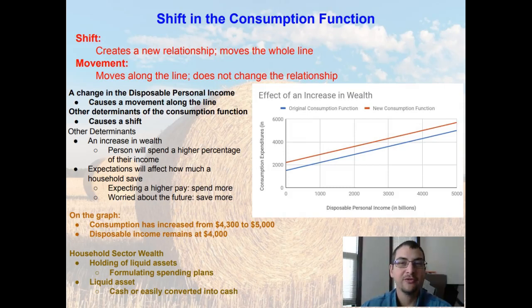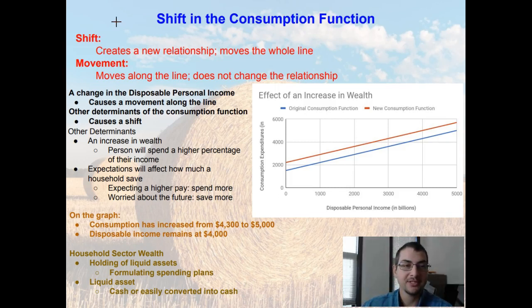In the last lesson, we defined the consumption function. We defined what it was, how you calculate it, how you calculate things such as the marginal propensity to consume, as well as what the autonomous consumption is. In this particular video, we are going to talk a little bit about the fact that a consumption function can move. That's known as a shift.